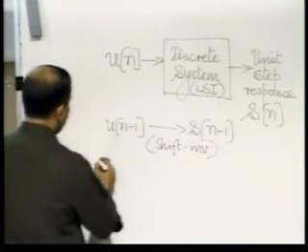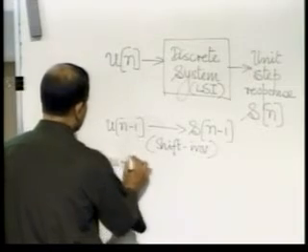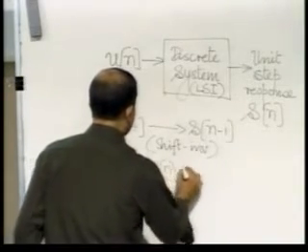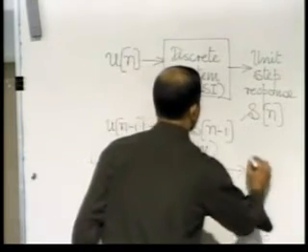And of course, then from linearity, by combining additivity and homogeneity, you would have u[n] minus u[n minus 1] would result in s[n] minus s[n minus 1].